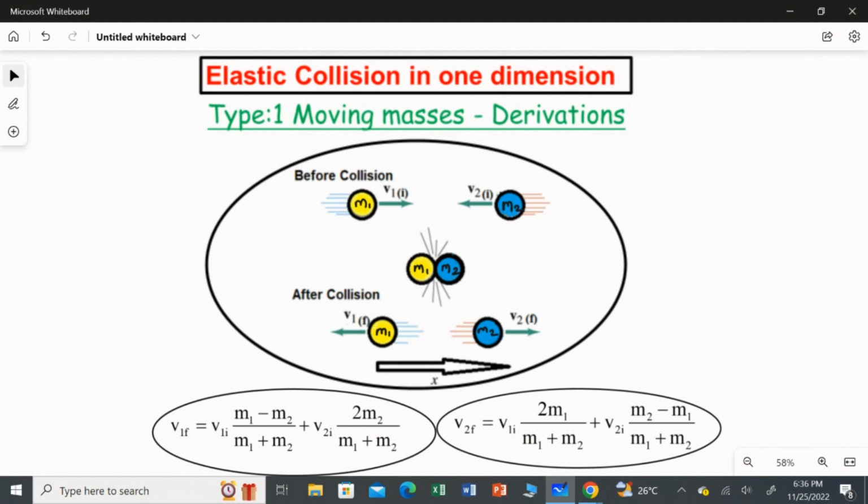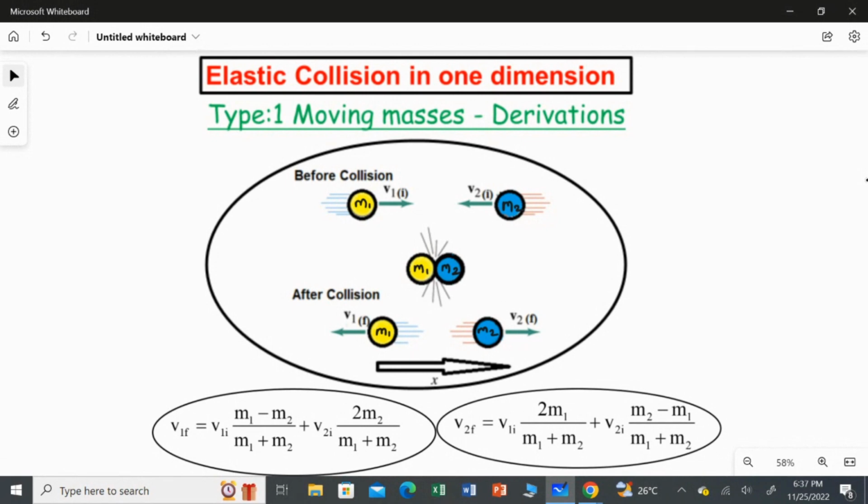So what is given in the figure? If you see here, before collision, we have two masses, m1 and m2, and these two masses are coming with some initial speed. Once the collision takes place, what will happen? These two masses are moving in opposite direction to each other, and both will have a different final speed. So here I am going to explain the derivation for finding the final speed of the first mass m1, and also I am going to show the final speed of the second mass.